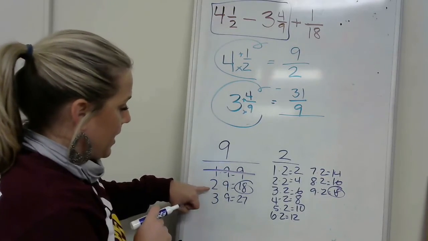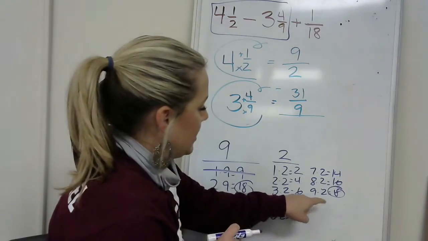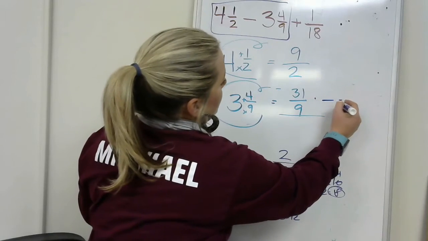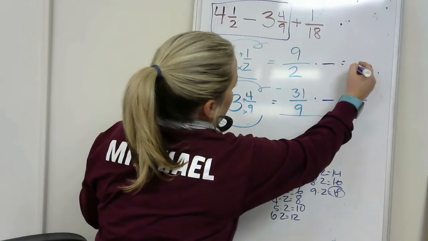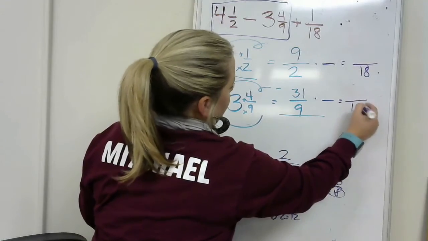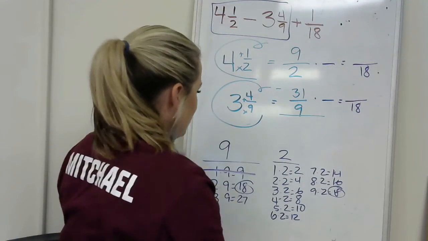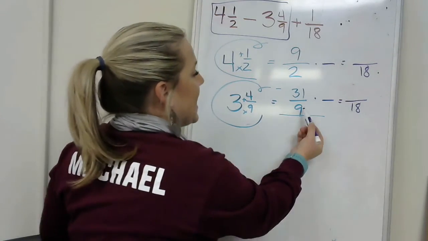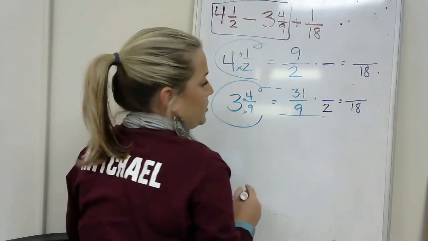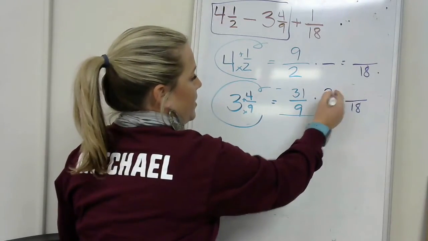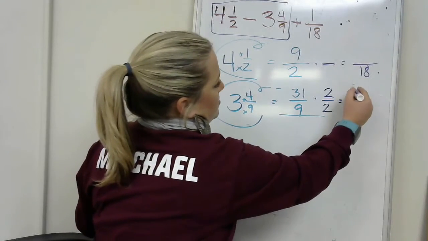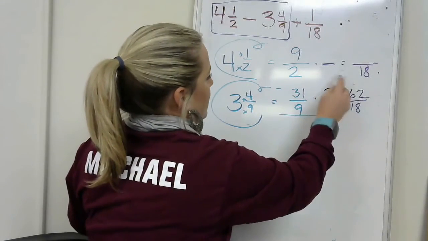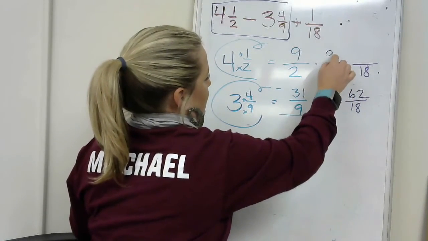So I know I'm going to multiply the 9 by the 2, and I'm going to multiply the 2 by 9 over here. We know our common denominator is 18. Okay, 9 times what is 18? 2. And what I do to the bottom, I got to do to the top. 31 times 2 is 62. Okay, and 2 times what is 18? 9. And 9 times 9 is 81.